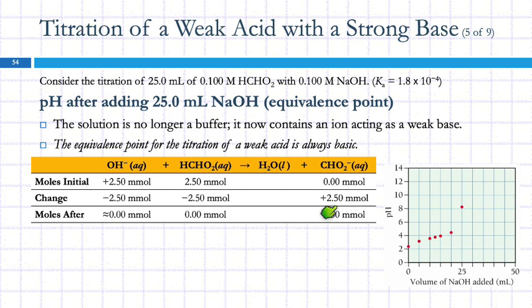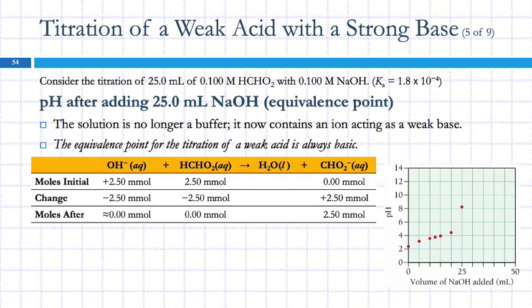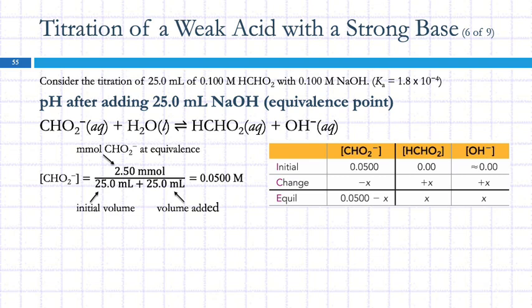What we have now is just the weak base. So we're going to use an ice table, but we can't do it for the acid, we have to do it for the base, because all the acid got converted into the base. So we look at what that base does. The base will ionize or react partially to recreate the acid, making hydroxide ions. And so we can look at the initial here. What did we do? So the 2.5 millimoles is the amount of the weak base at the equivalence point.